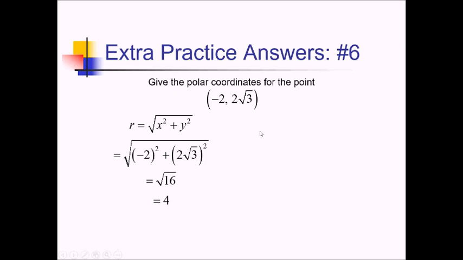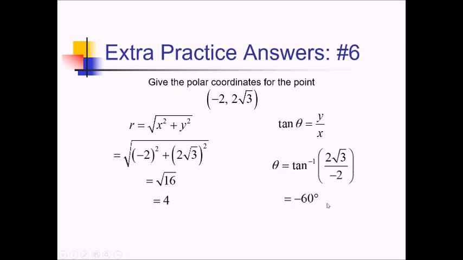Next, for the theta, we know tan of theta is going to be y over x. So that means inverse tan, we're going to have 2 radical 3 over negative 2, which is basically just inverse tan of a negative radical 3. If you do that on the calculator, and I've seen it several other times on this extra practice, it comes out to negative 60 degrees.